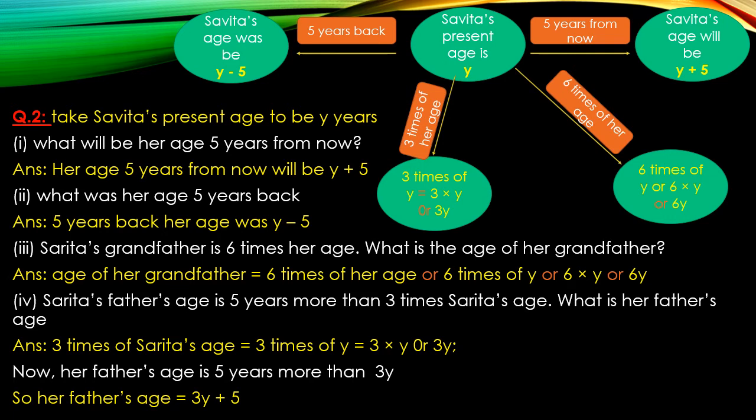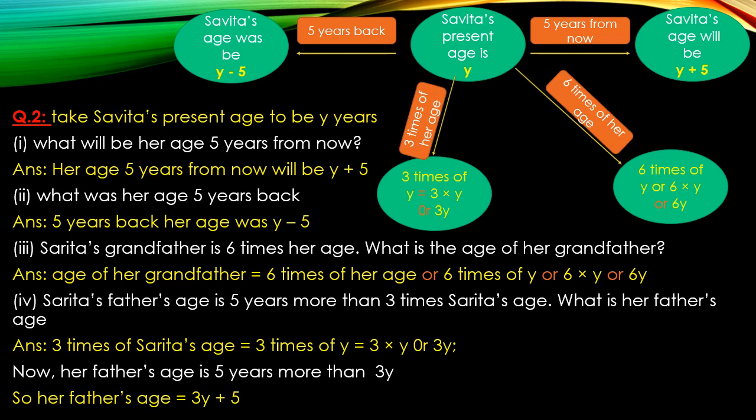Savita's grandfather is 6 times her age. What is the age of her grandfather? Now the age of her grandfather is equal to 6 times her age and her age is Y. So 6 times Y, or 6 into Y, is 6Y. So grandfather's age will be 6Y.